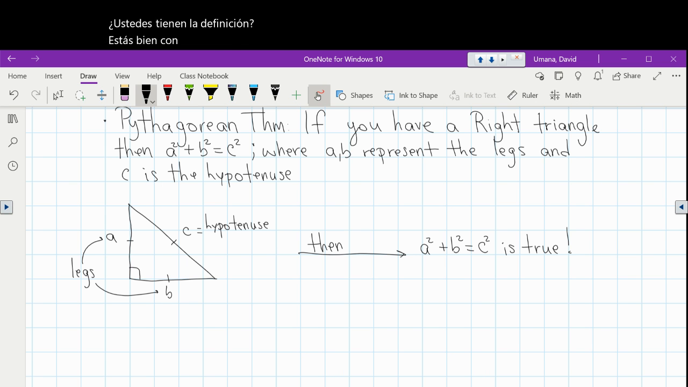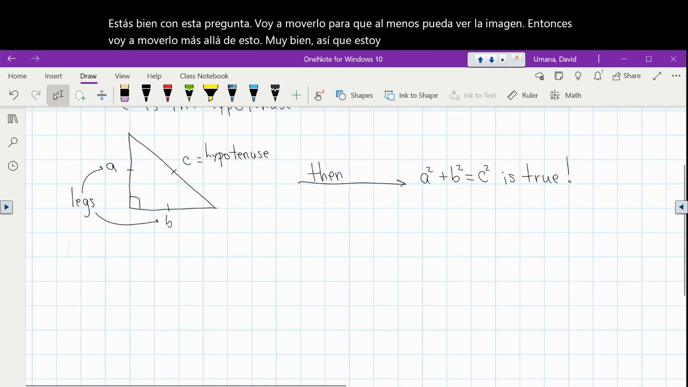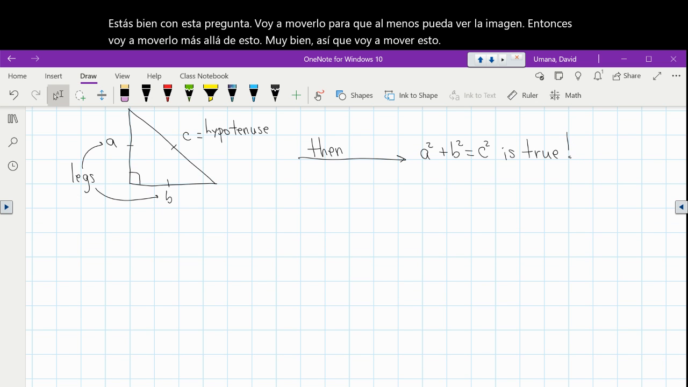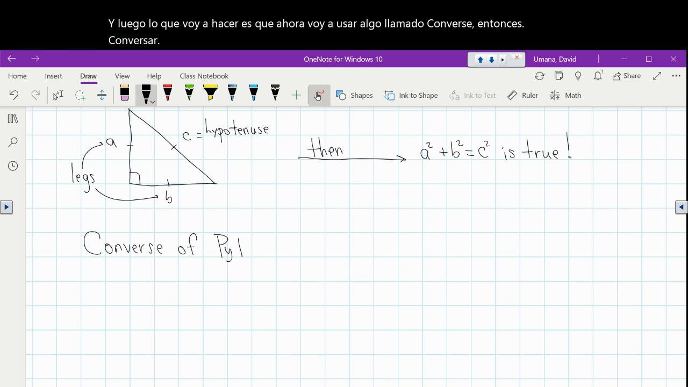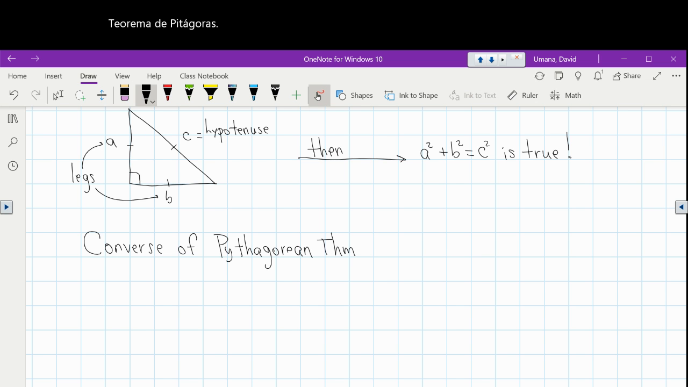So I'm going to move it so that I can at least see the picture, then I'm going to move it past this. All right. So I'm going to move this around there. Okay? And then what I'm going to do is that now I'm going to use something called the converse. Converse of Pythagorean theorem. Think of the word converse as just backwards.